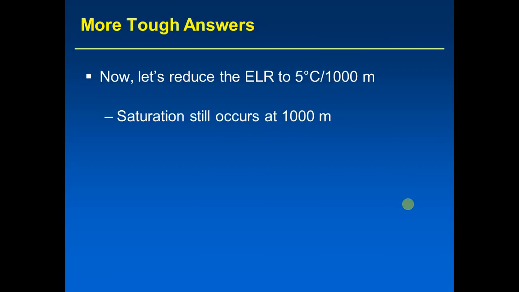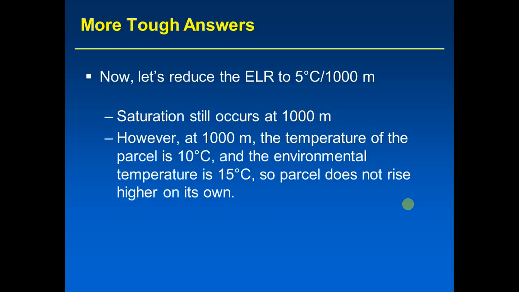Well, saturation still occurs at 1,000 meters, right? Dry adiabatically, the temperature would drop by 10 degrees Celsius to 1,000 meters. So the parcel temperature is now 10 degrees Celsius at 1,000 meters, equal to the dew point. But the environment is only cooling at 5 degrees Celsius per 1,000 meters. So what would the environment temperature be at 1,000 meters? Well, 20 minus 5 is 15. So the parcel is 10 degrees Celsius, but the surrounding air is 15 degrees Celsius. The parcel is cooler than the environment and will sink, right? If it's let go there, it will not be buoyant. It would sink. This represents a stable atmosphere and boring weather.